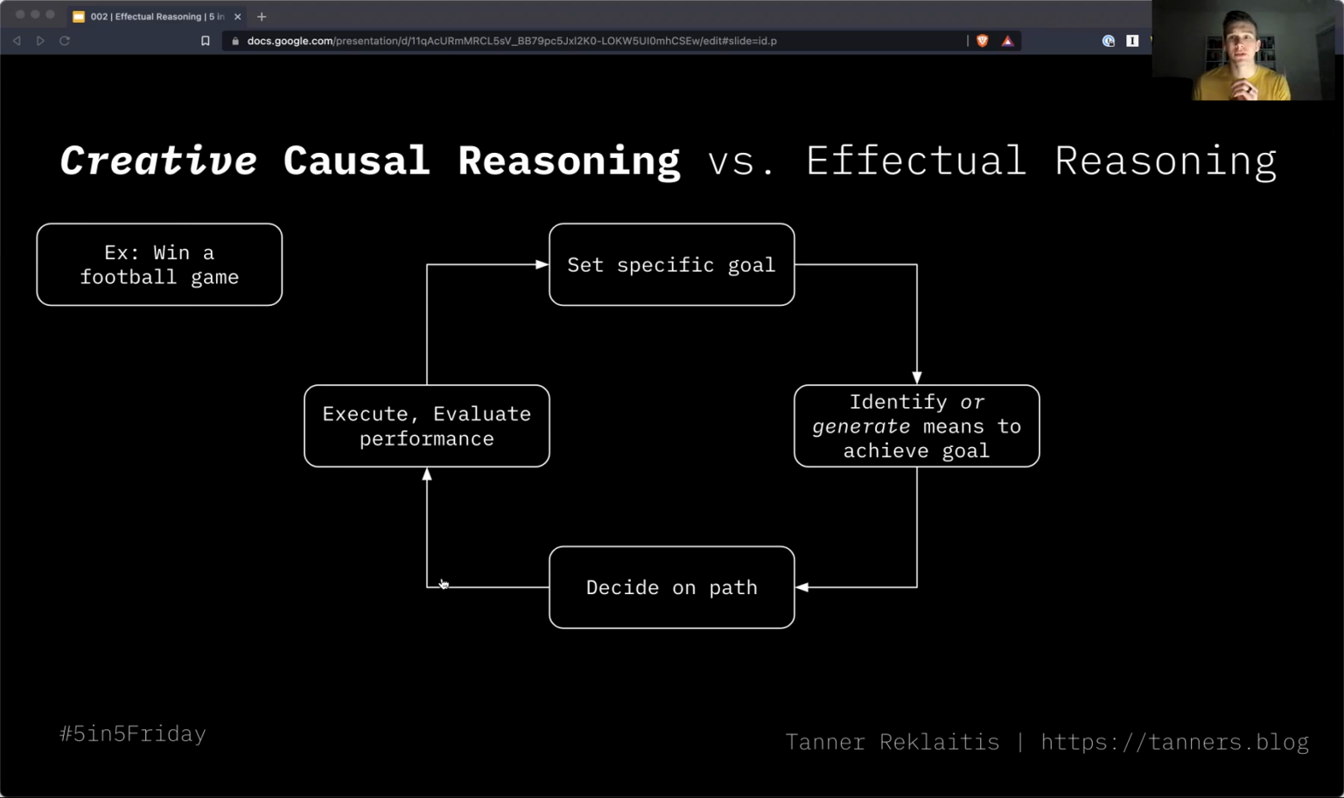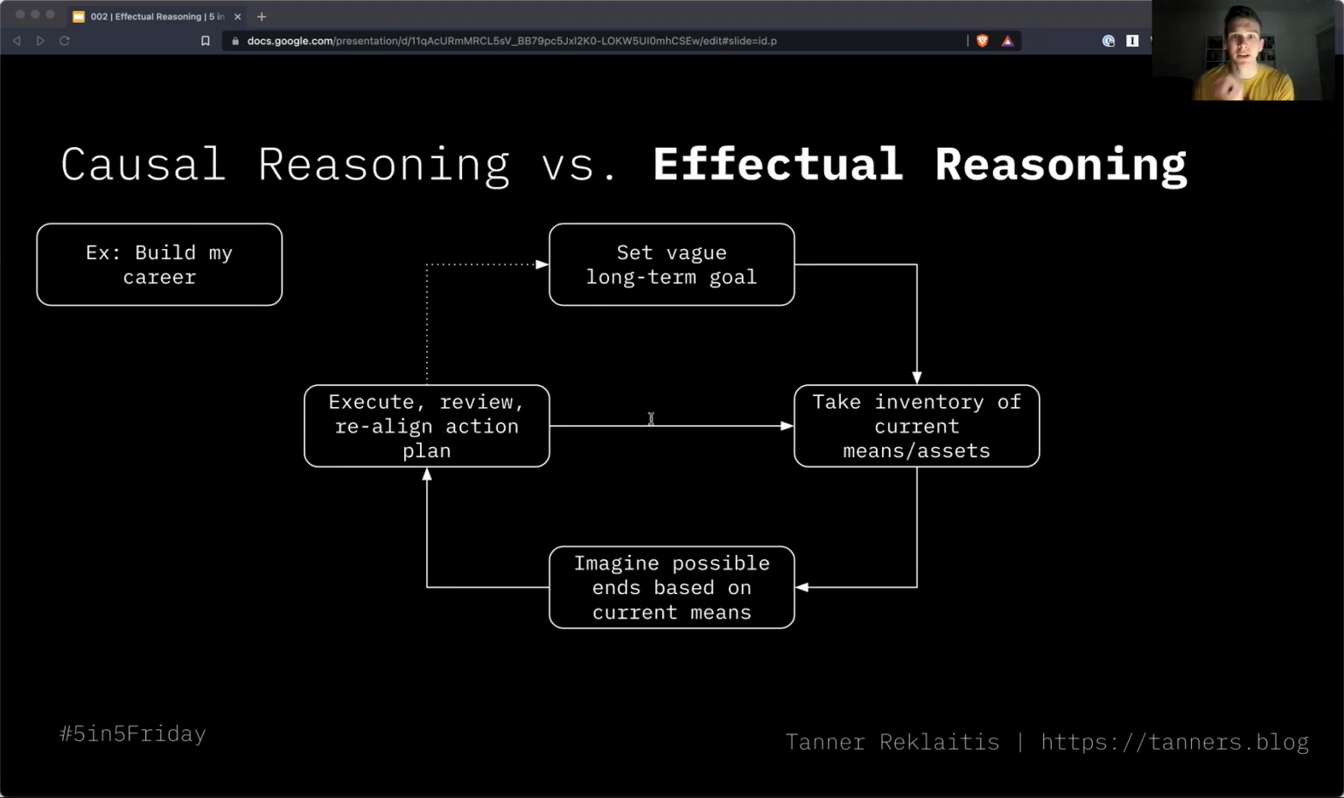But now we're going to get into effectual reasoning. And effectual reasoning, I'm actually going to start with a quote by the author who wrote a tremendous paper on this concept. And she says, effectual reasoning, however, does not begin with a specific goal. Instead, it begins with a given set of means and allows goals to emerge contingently over time from the varied imagination and diverse aspirations of the founders and the people they interact with.